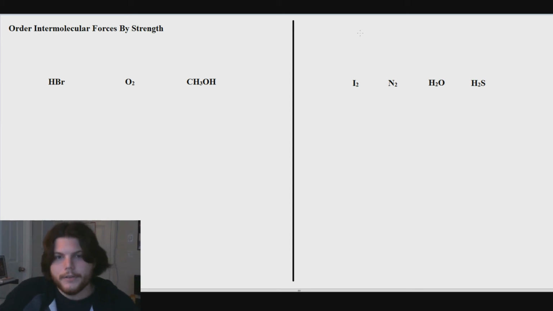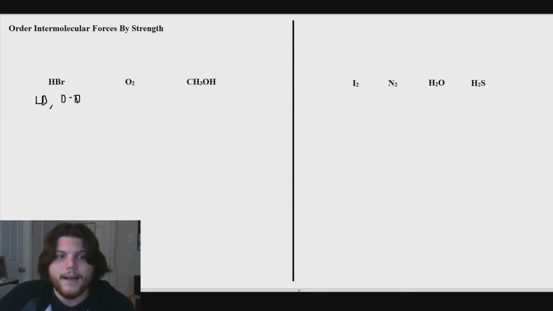So starting over here on the left, we have these three compounds we're going to compare. Starting out with HBr, this material, first off, has London dispersion forces. So we can immediately get this one on the list. Since we have bromine and hydrogen, and they have very different electronegativities, it's likely that we're going to have dipole-dipole interactions here. So we would say that this material has both dipole-dipole and London dispersion.